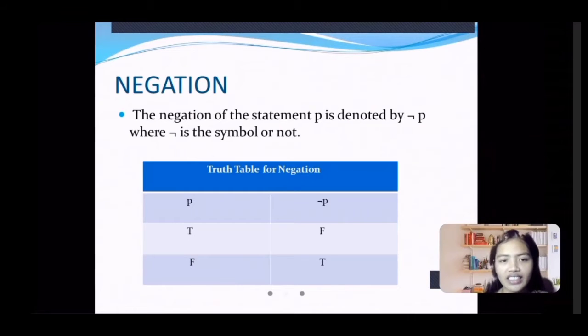The negation of the statement P is denoted by tilde P, where the symbol means not. This symbol is named tilde, so you can read it as not. This table shows that the truth value of the negation is always the reverse of the truth value of the original statement. So that is the negation.